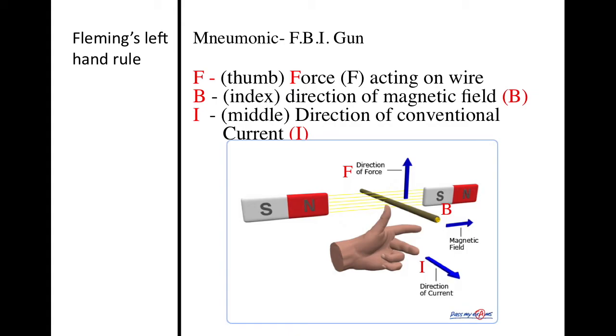Now remember, conventional current goes from positive to negative. When you line up the fingers in the correct directions of the current and magnetic fields, you can determine the direction of the force that is acting on the wire. Look at the diagram below.